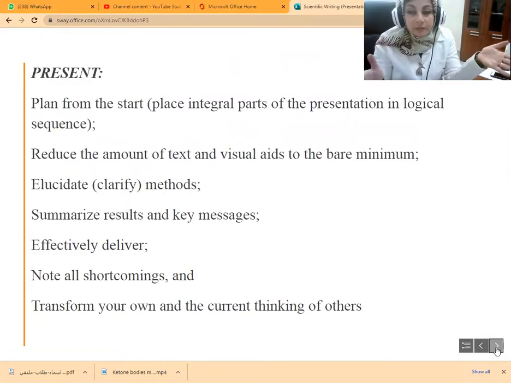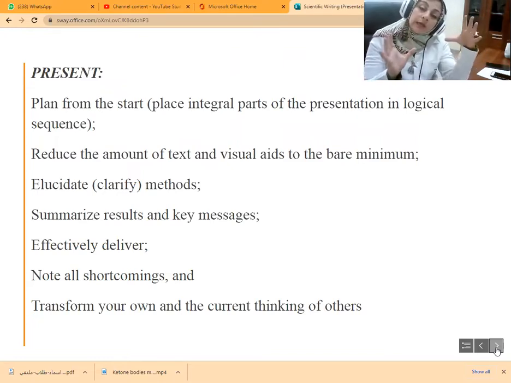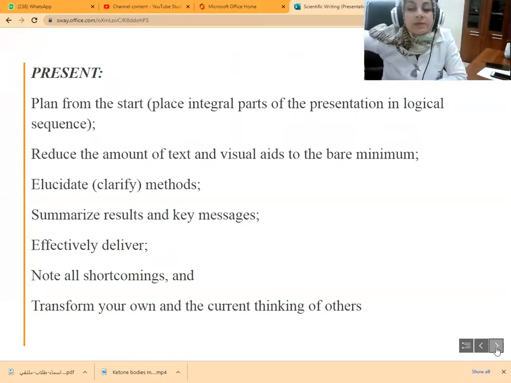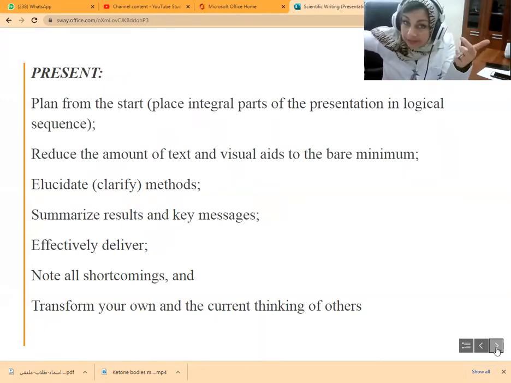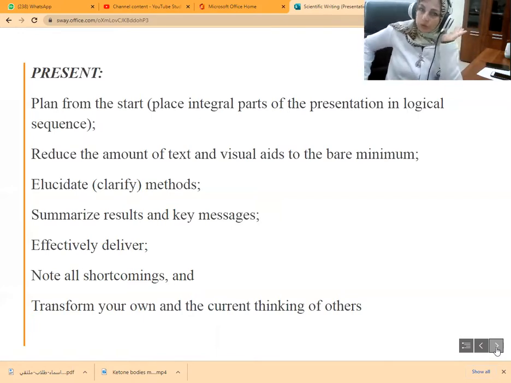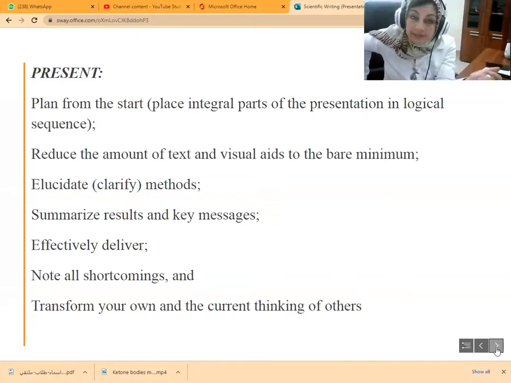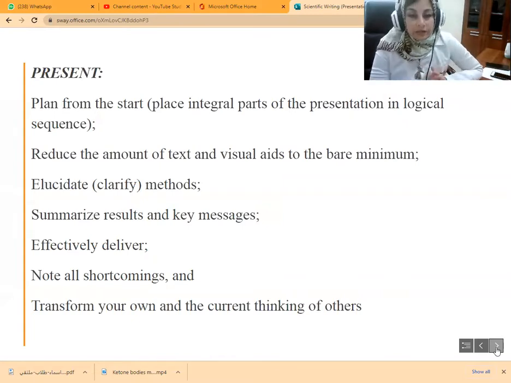In order to give an effective presentation at large, we're talking about a general concept. We use the acronym PRESENT to give you an idea about some tips and tricks that you need to give an effective presentation. The first thing, the P stands for planning, and you have to plan from the beginning. We all know that planning is very important. The second thing is the R. It stands for reduction of the amount of text and visual aids that you are using. Make them bare minimum. The E stands for elucidate or clarify as much as you can. Please try to clarify the concepts.